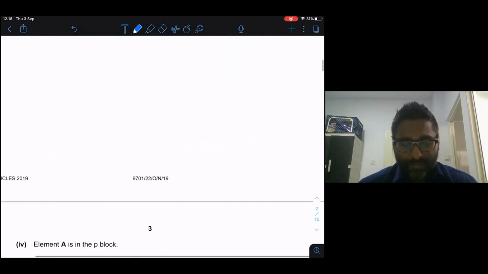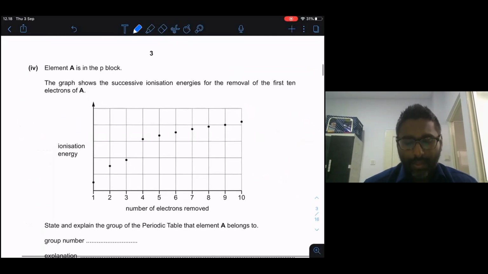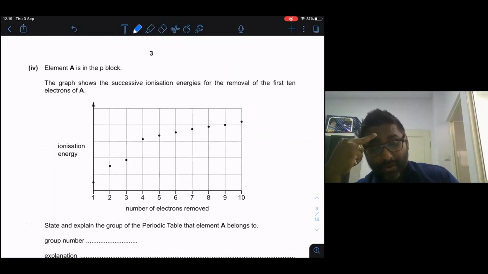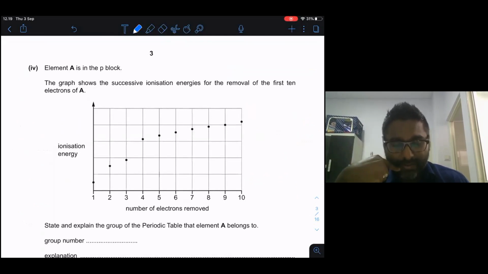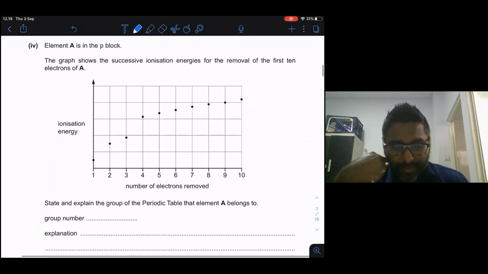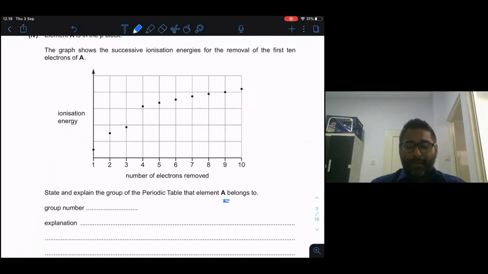Now the next part. Element A is in the p block, and the graph shows the successive ionization energies for the removal of the first 10 electrons of A. So you keep on removing the 10 electrons. First 10 doesn't mean that it only has 10 electrons. State and explain the group of the periodic table that element A belongs to. Which group number, and what is your explanation?